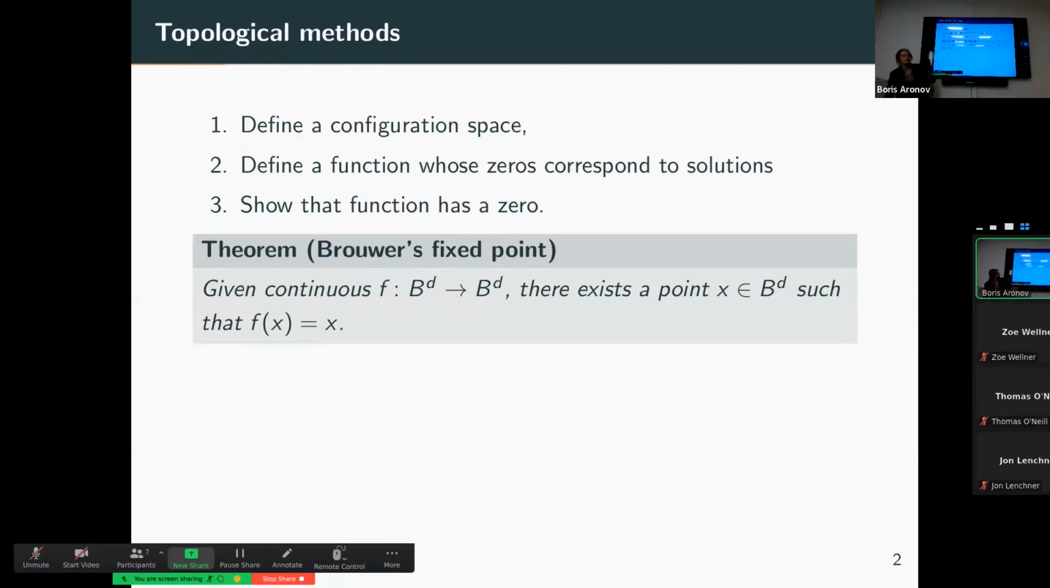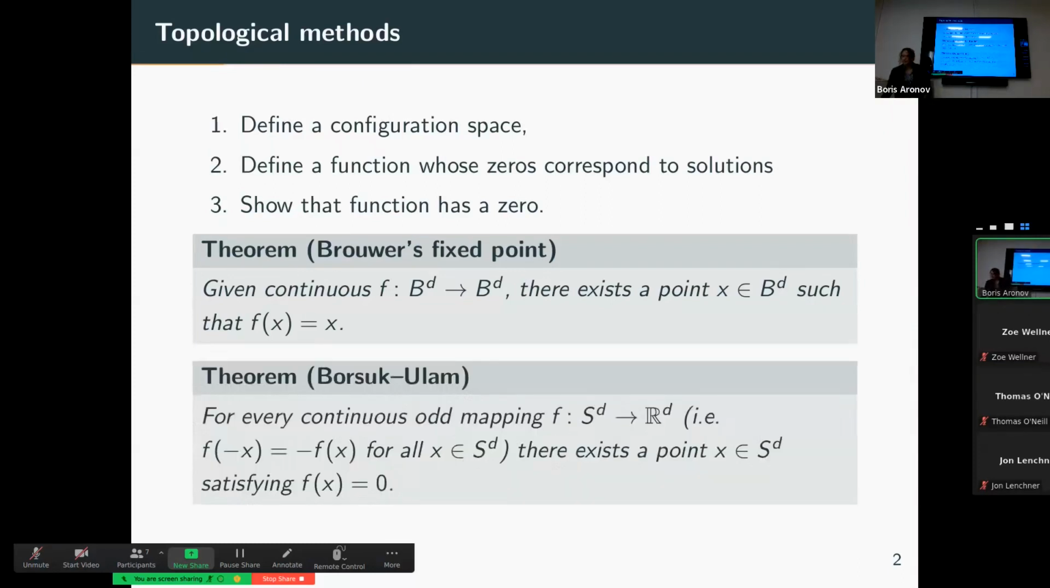And the other big class of methods that you can use are more equivariant methods. An example of a theorem you would use if you're leaning toward the equivariant methods is the Borsuk-Ulam theorem. And that is the one that's in the name of my talk. So that's one of the ones that we're going to be focusing on a lot today.